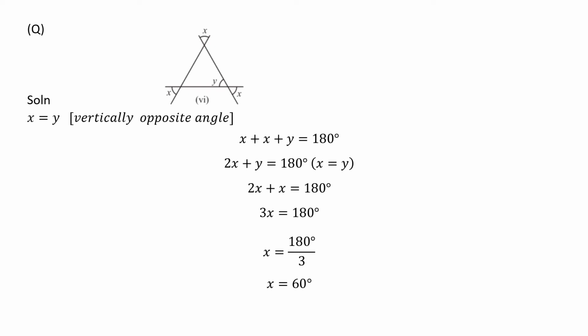Here only one angle is given. What is the name of the angle given here, children? Y. Now we want to find out the remaining angles. Then only we can do the calculation, right?